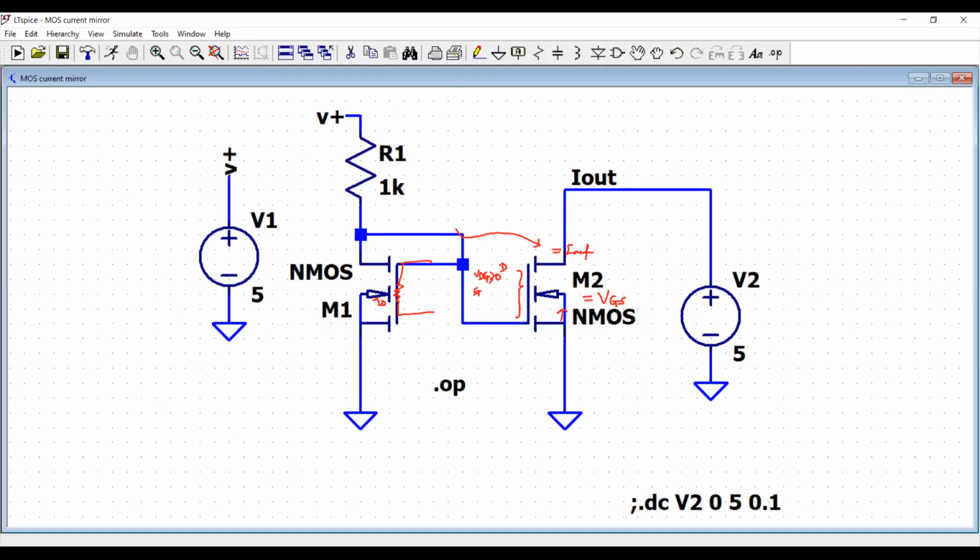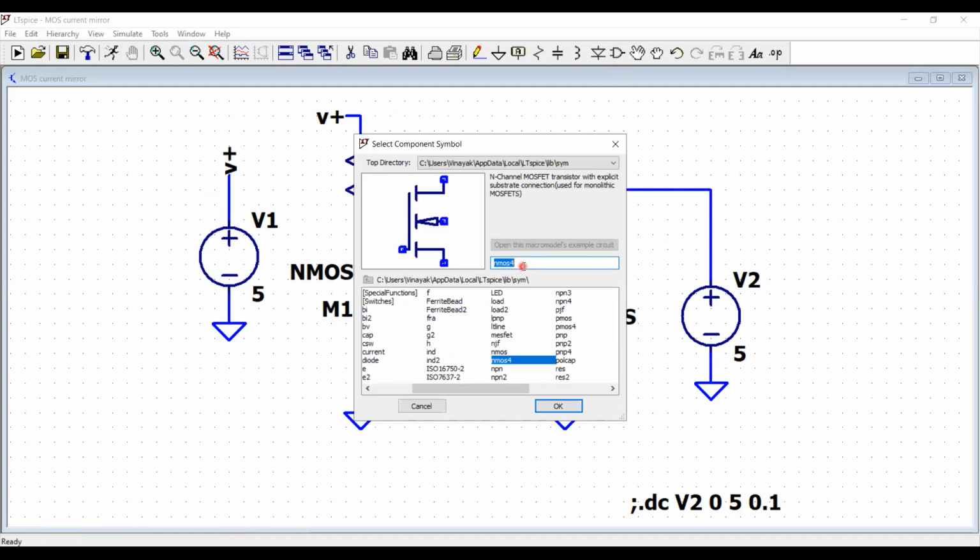Let's come back to our circuit now, and we are all set with the basic understanding to simulate it further and know the operating point. So I have chosen the 1K value of the resistor. With this, I would see how much current can flow into the MOSFET. I have just taken the MOSFETs from the component library. I have taken this component, MOS4. It is an N-channel MOSFET transistor with explicit substrate connection used for monolithic MOSFET.